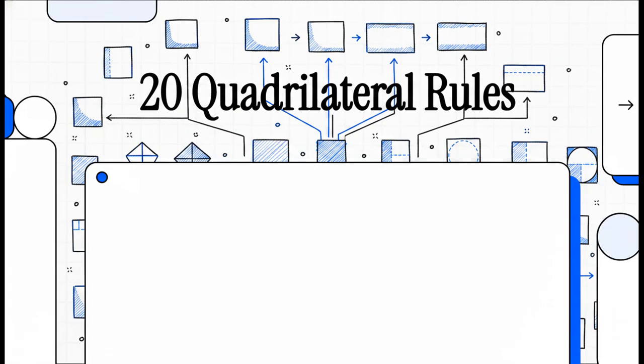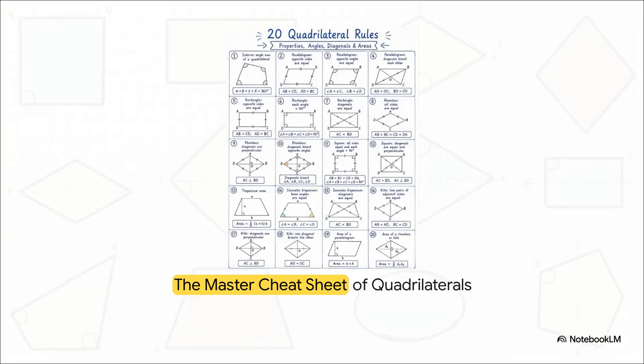Welcome to this explainer. Today, we're taking something that usually induces a mild panic attack, a dense cheat sheet of 20 mathematical rules, and transforming it into a fascinating, logical family tree of shapes. If you've ever stared at a page of geometry and wondered how on earth it all connects, you are absolutely in the right place. We're literally going to visually decode this master cheat sheet. We'll turn these seemingly abstract rules about properties, angles, diagonals, and areas into concrete concepts that actually make perfect sense.